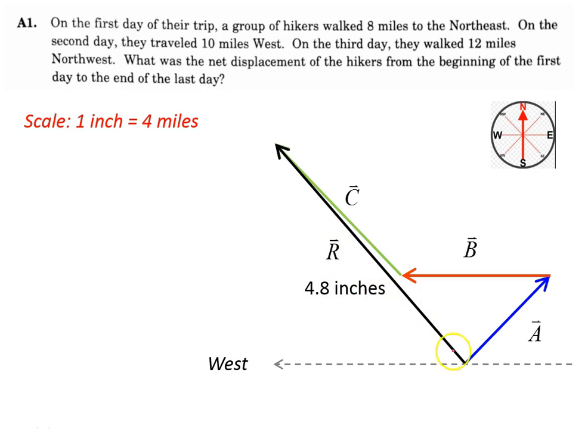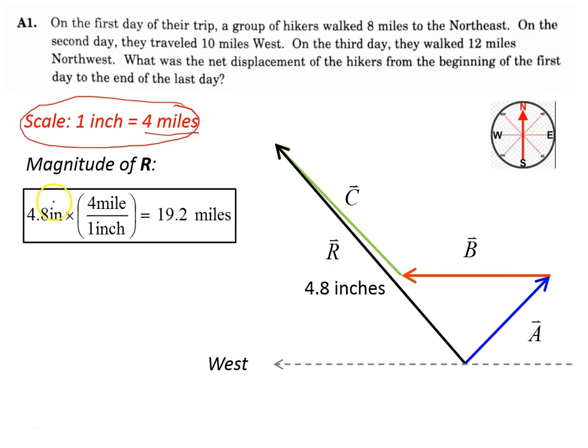How are you going to do that? You're going to get out a ruler. You'll probably use centimeters, but it doesn't matter. Just measure how long it is on paper. Then you go back to your scale and go in reverse. What is 4.8 inches on paper equal to in miles? You basically take your 4.8 inches and multiply it by your scale factor, so each inch is 4 miles, and you get 19.2 miles. So their net displacement, the magnitude, is 19.2 miles.